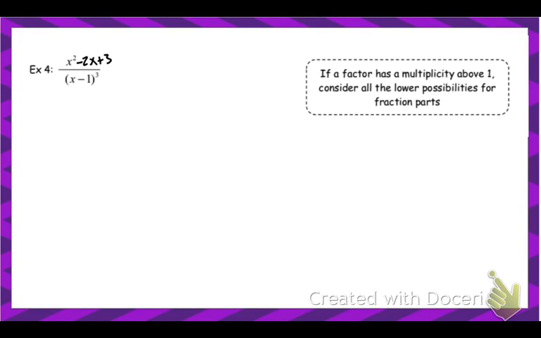All right, so anytime we have a squared factor or a cubed factor or a factor with a higher multiplicity, when I actually break this down into its parts, one of those parts could have x minus 1 in the denominator, or that denominator could have x minus 1 squared. Or again, that denominator could just be regular old x minus 1 cubed. So I need to consider all three of those as possibilities.